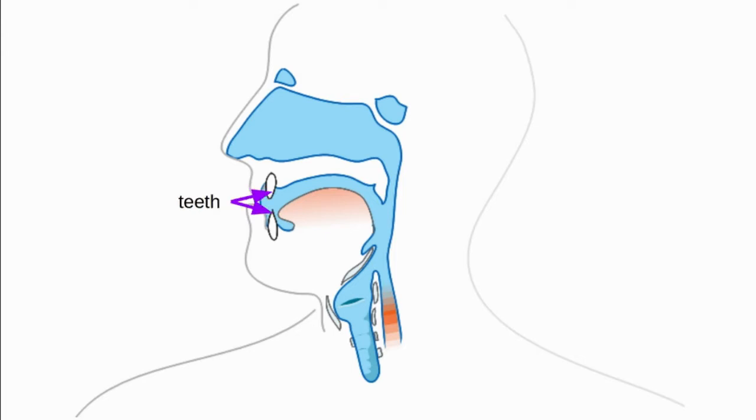Okay, what's next? Next we have the teeth. And you can see these on and off during speech, but we're starting to get back into the internal part of the vocal tract.